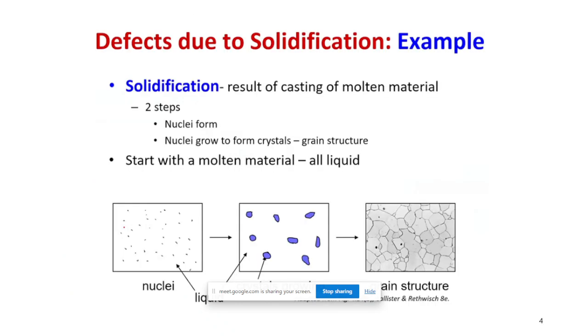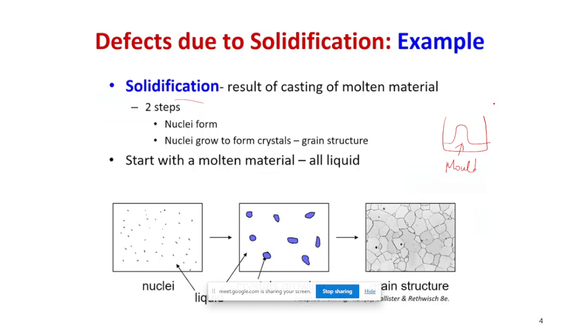So first, let us see the defects. Defects usually arise due to solidification, right? So what is solidification? We have some pattern over here, and we call that pattern a mold.